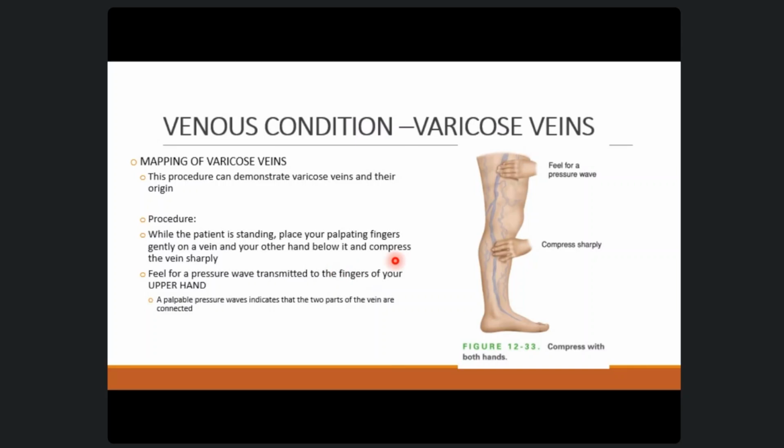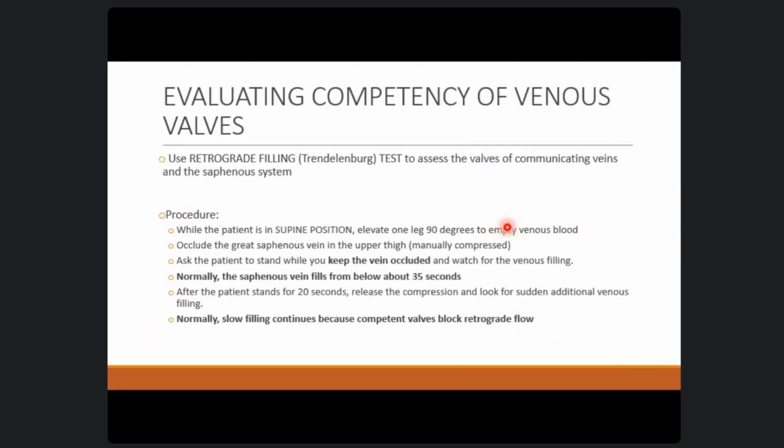Okay, so compress the vein sharply. Feel for a pressure wave, which should be felt on the upper arm. If you have felt a pressure wave, then most likely the one that you have occluded on this side is also connected. Same lang yung origin nila. Okay? So this is the purpose of doing your mapping.